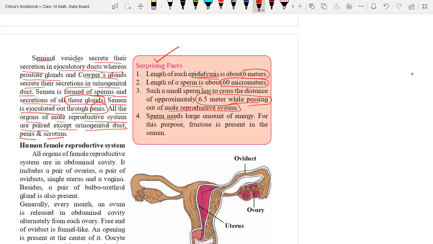Sperm needs a large amount of energy for their purpose, like for movement. For this purpose, they contain fructose sugar, okay, which is present in the semen, which provides nutrition to them. Okay, everyone. So this is all about the male reproductive system.